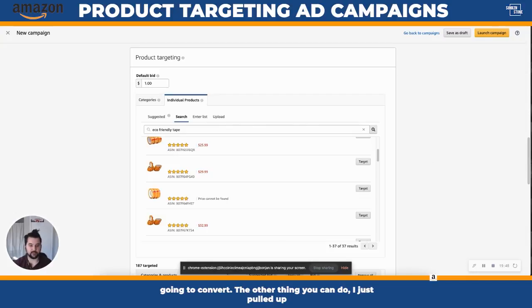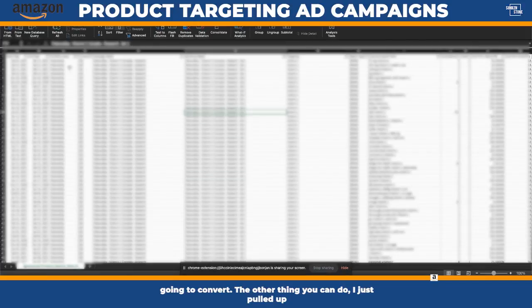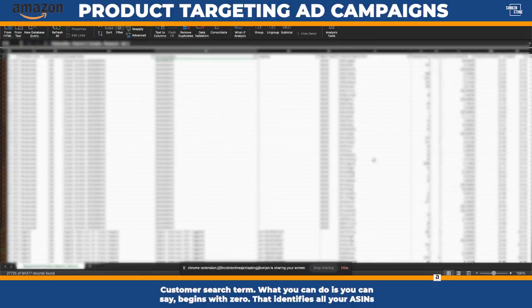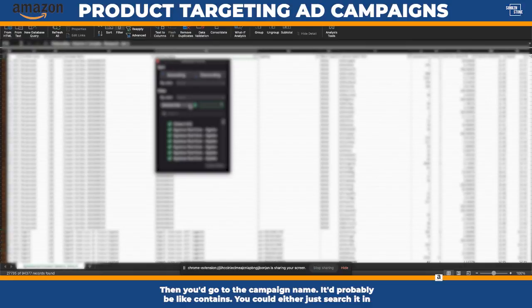The other thing you can do, I have this pulled up, customer search term. What you can do is you can say begins with B0. So that identifies all your ASINs. Then you'd go to the campaign name. It'd probably be like contains. You could either just search it in here. I'm doing this in Excel or whatever program you want to do.